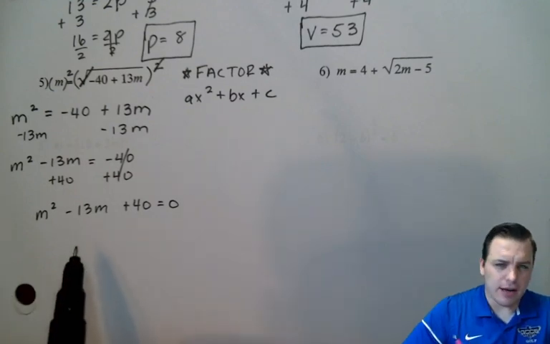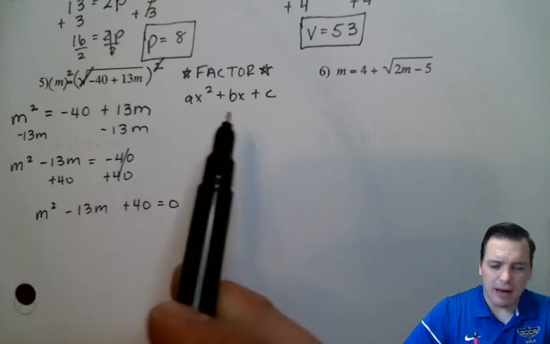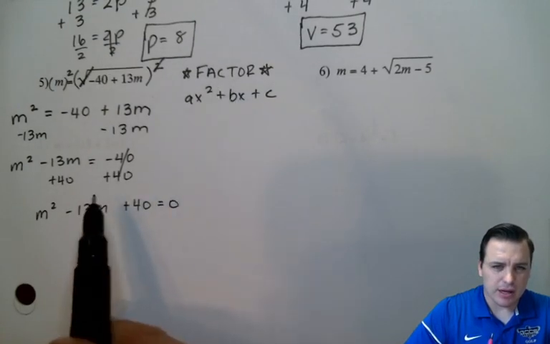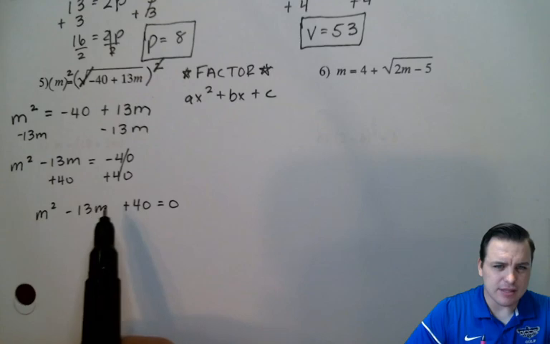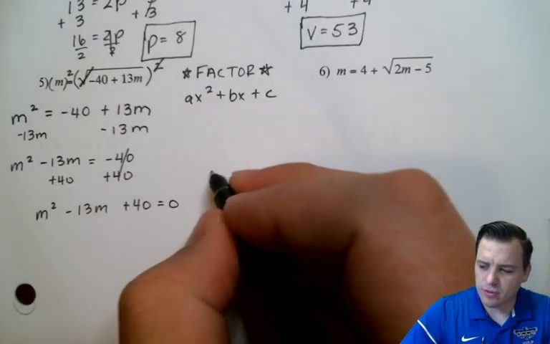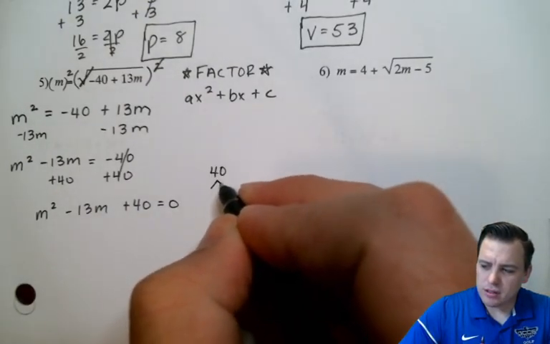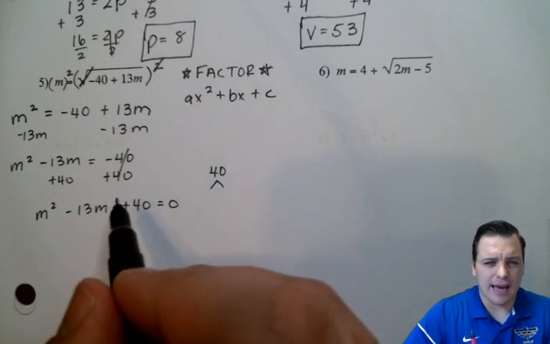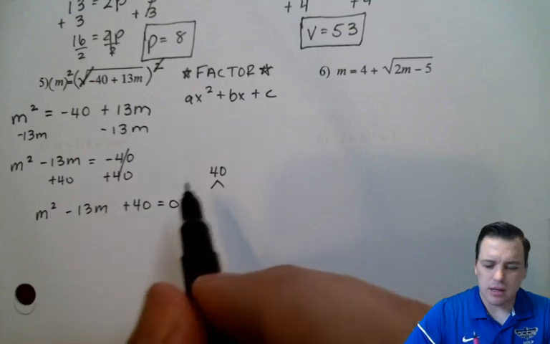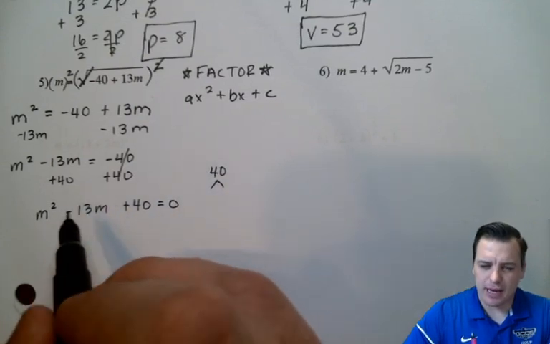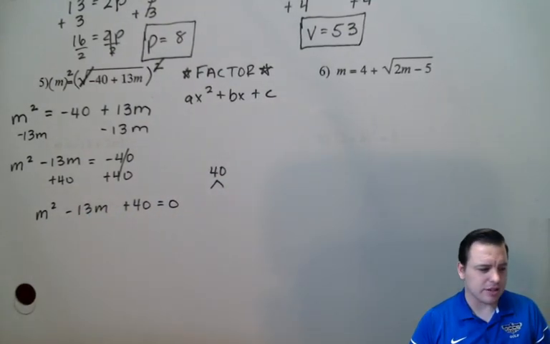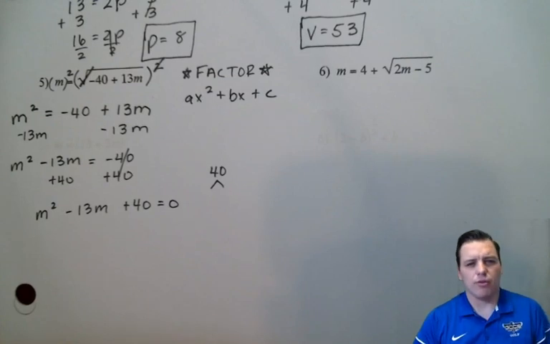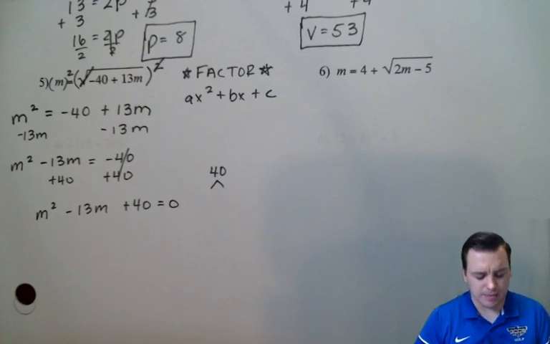Then from there, guys, I solve this by factoring. So I can solve this by multiplying a times c, which is 1 times 40, which is 40. Let's see if somebody can get me numbers. What will multiply to be 40 but add to be negative 13? Someone type that in the chat box. What multiplies to be 40 but adds to be negative 13?